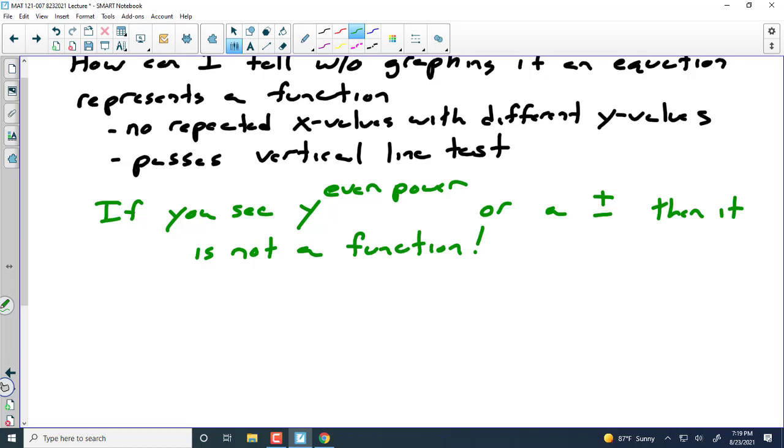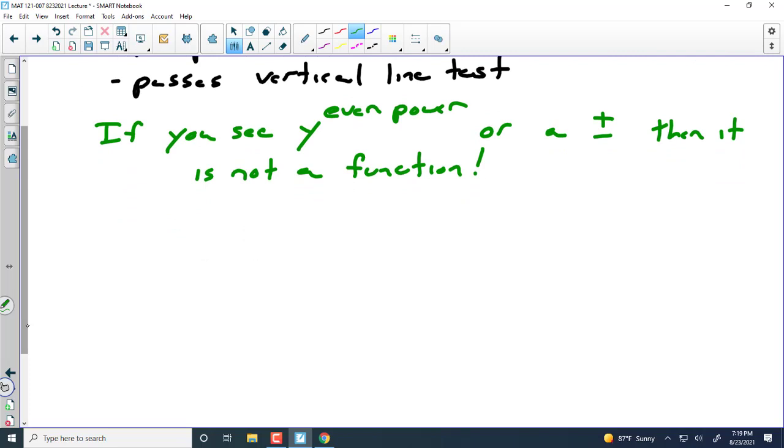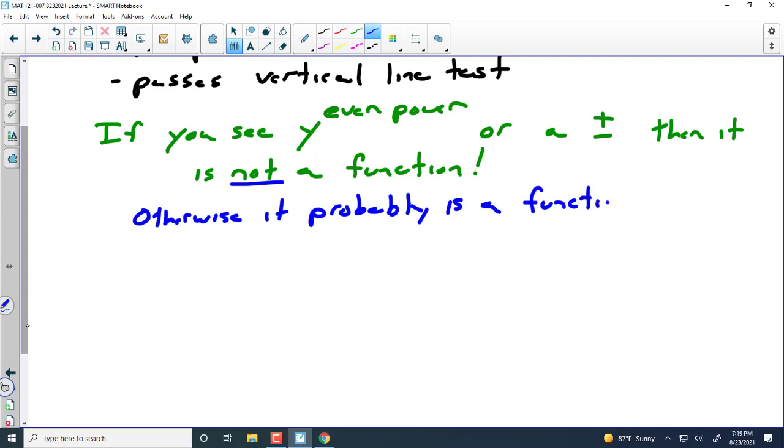And as you become more mature in mathematics, you'll see what I mean when I say people might be able to mess with this. But if you ever see y to an even power or a plus minus, then it's not a function. That's the big thing. That's how we do it with equations. So it turns out most of the equations we look at are going to be functions. Otherwise, it probably is a function.